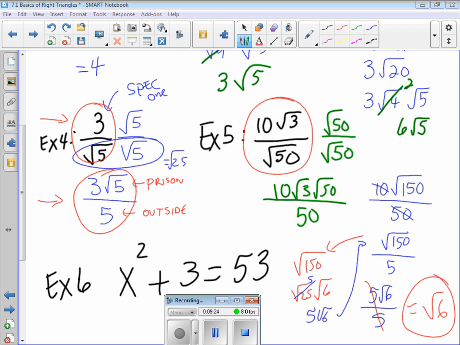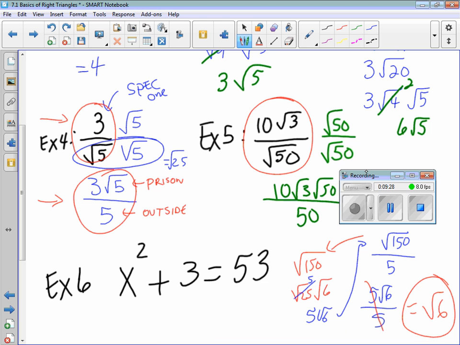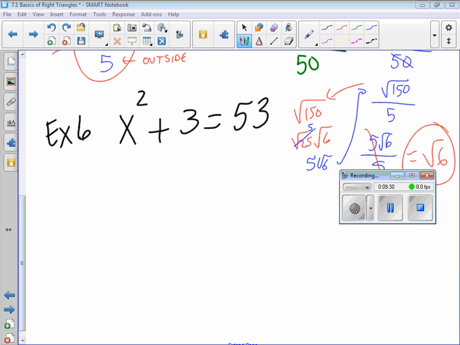Now again, I went through that quickly. If that didn't make sense to you, then you need to go watch my radicals video or come in for help, of course. Let's look at solving this equation. Since it's got a squared term, we're going to get the x squared on one side, the numbers on the other. So I subtract 3 from both sides. Take the square root of both sides. That will cancel the squaring on that side. And I end up with x equals the square root of 50.